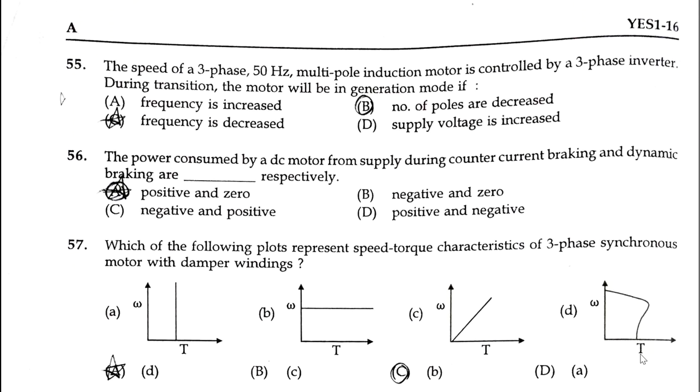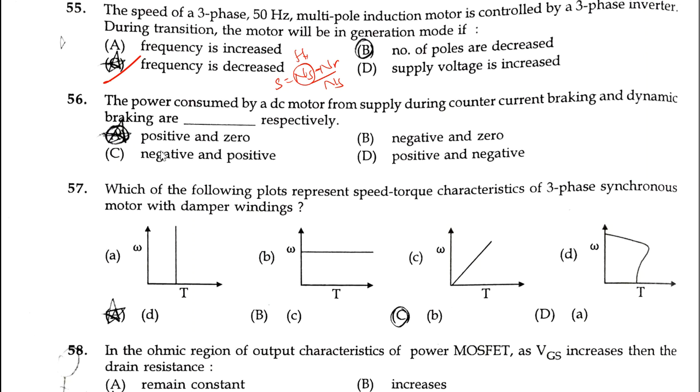Right, next one. The speed of a three-phase 50 hertz multi-pole induction motor is controlled by a three-phase inverter. During the transition, the motor will be in generation mode. To make the motor be in generation mode, the slip should be negative. If the frequency decreases, NS will decrease, and NR will remain a little higher. So S is equal to NS minus NR by NS. If you are decreasing the frequency, NS will decrease and slip will be negative, so that the machine will be in generation mode here.